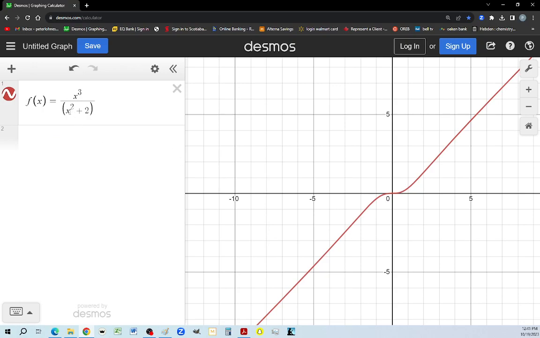How did I know it would be y is equal to x? Because x cubed divided by x squared, it requires an x to make x squared into x cubed. Therefore, if I were to do long division, I would get y is equal to x as the oblique asymptote.